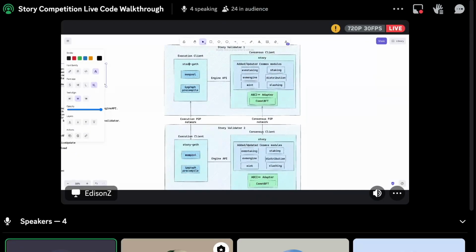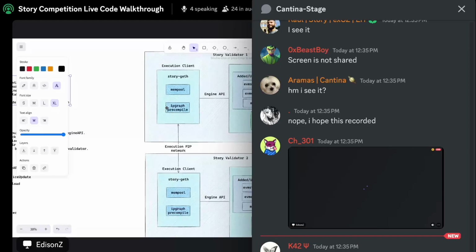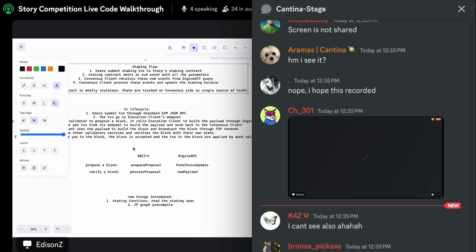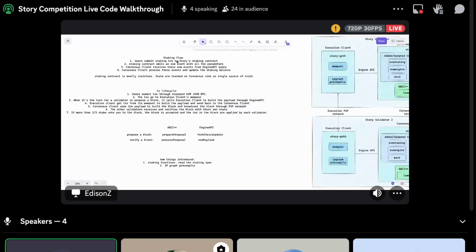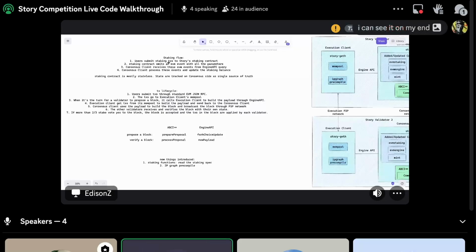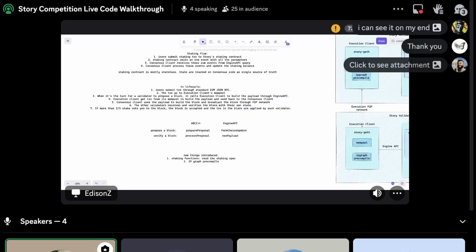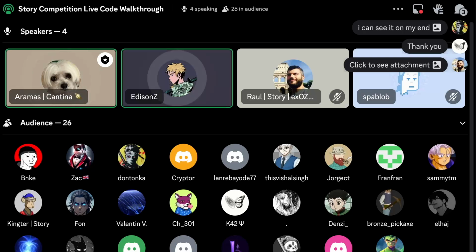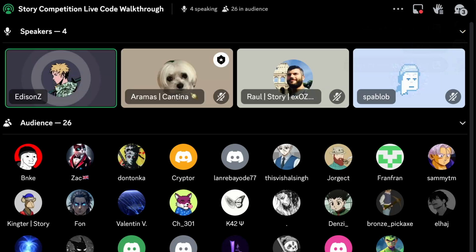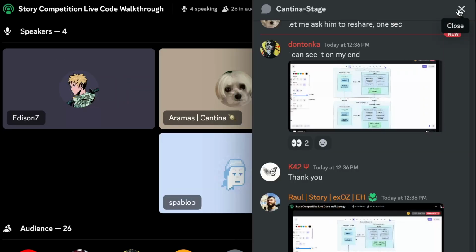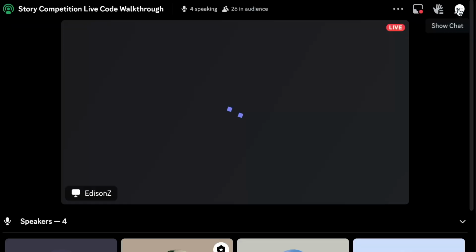Here I can go through a few basic flows. First is the staking flow, like how staking works in Story. Let's see. Let me reshare. Okay, can you guys see now?